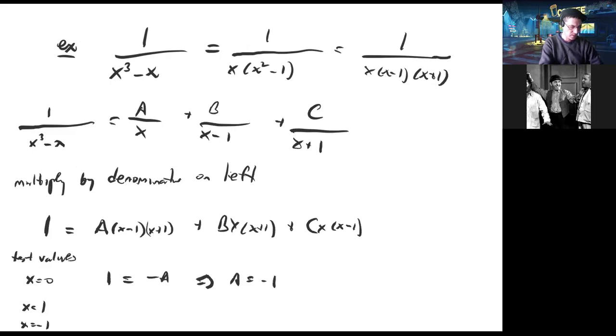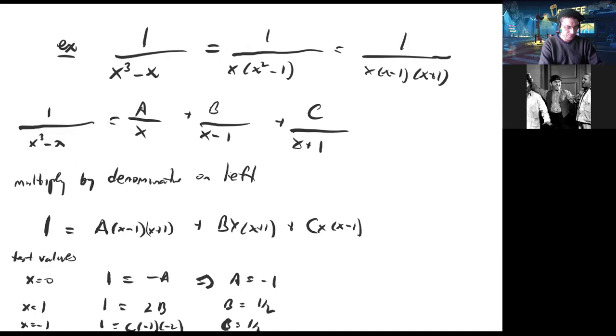If x equals 1, you get 1 equals... the first term vanishes when x equals 1, and the last term vanishes, and you're left with 2b. So that says that b equals 1/2. And if x equals minus 1, you get the equation 1 equals c times minus 1 times minus 2, which tells me that 2c is 1, so c is also 1/2.